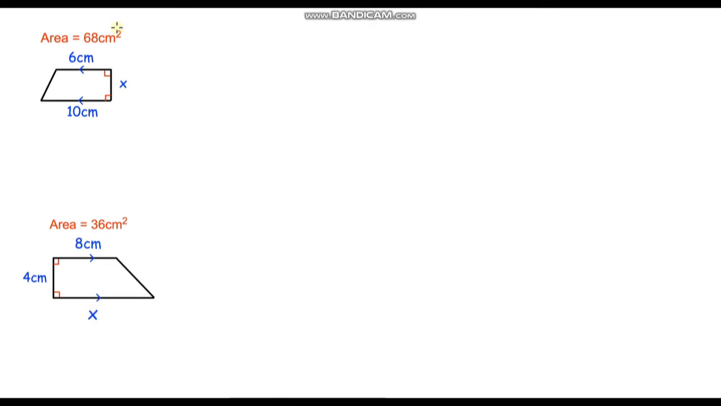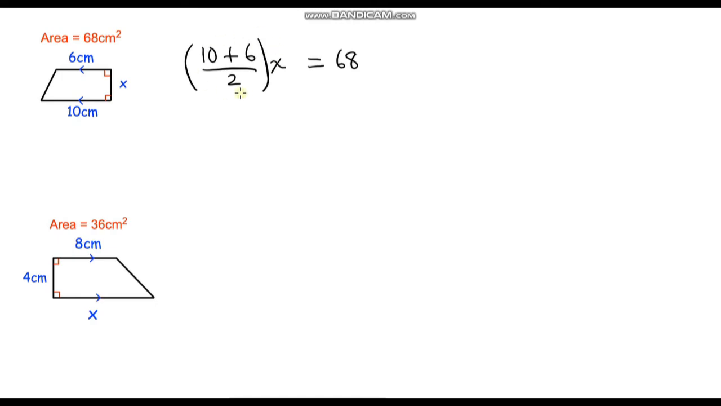Okay, let's go through this. So the first one, we're going to add the two parallel sides together. So we're going to do 10 plus 6. Then we're going to divide that by 2. And then we're going to multiply by our height, which is just x. And that should equal our area, which is 68.